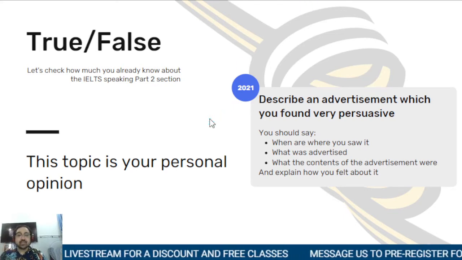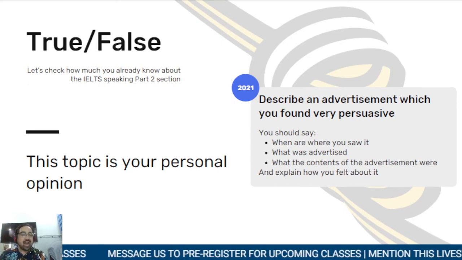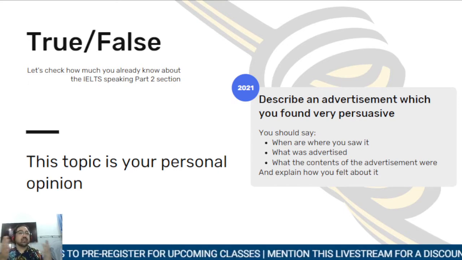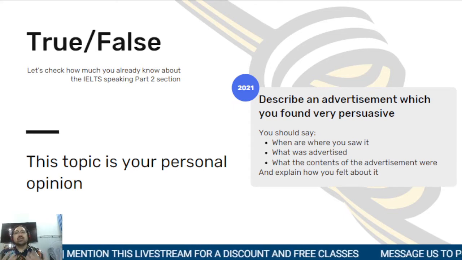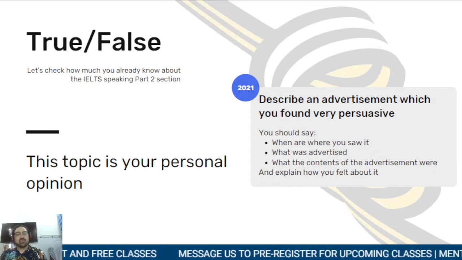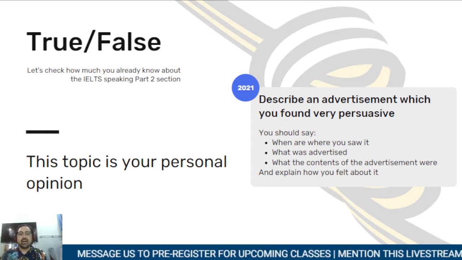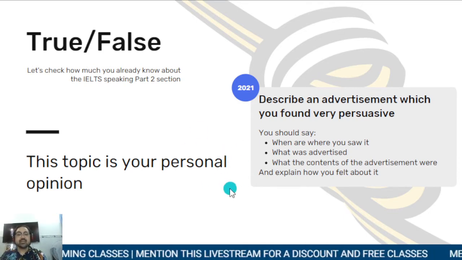It's true. This is your personal opinion. It's about what advertisement you found that persuaded you. To persuade something means for you to do it by somebody telling you or asking you or showing you. And this is a way that you're able to talk about that. So remember, this is your personal opinion.